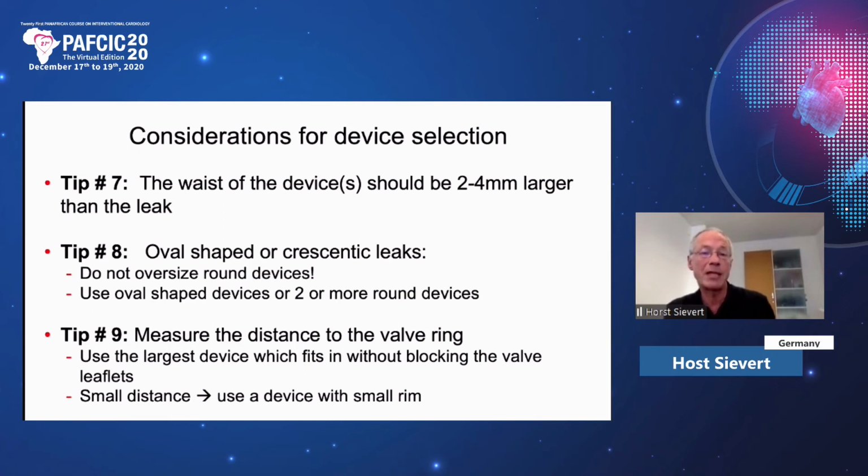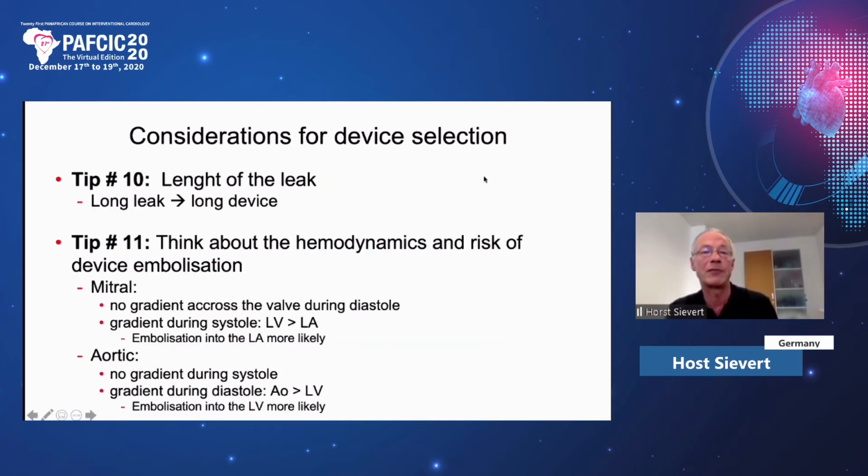Tip number 9 is measure the distance to the valve ring and then use the largest device which fits in without blocking the valve leaflets. And if you have a small distance, you should use a device with a small ring. And that is important because sometimes by echo and also by angiography, it's really hard to measure the diameter of the leak. And if that is the case, then just pick the largest device which fits in the groove of the mitral valve annulus, for example, without interacting with the leaflets of the mitral valve.